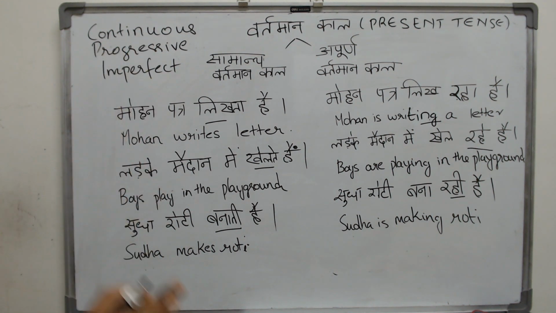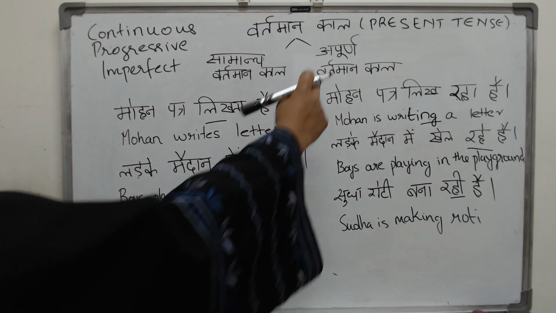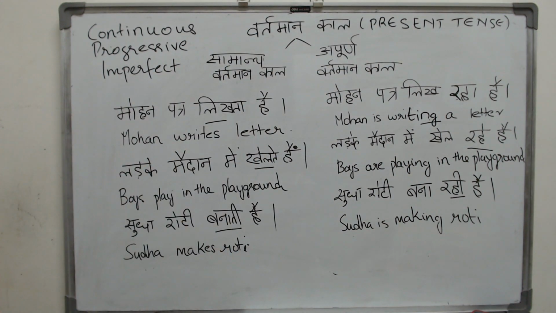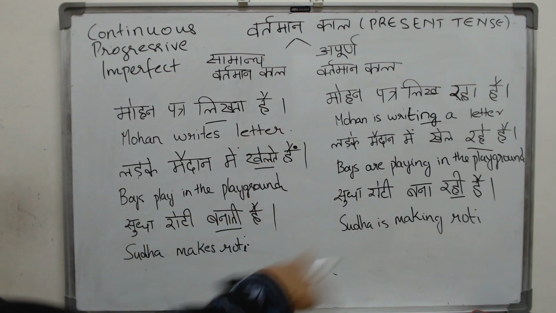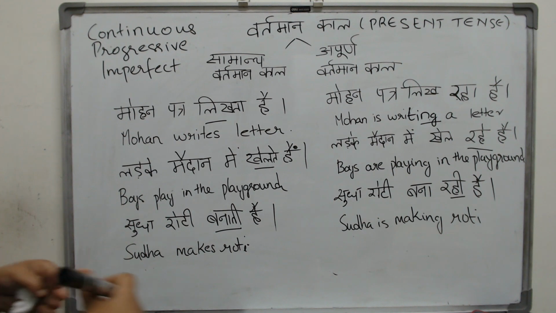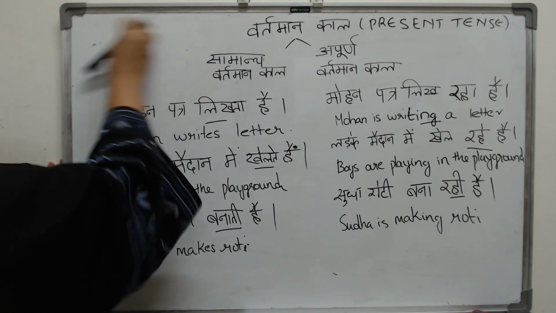If now you open the window and you look out, you will see that the boys are playing. If you go to the kitchen and you see, Sudha will be making the rotis. So it is imperfect, or in other words, it is apurna. Purna is complete. Apurna is incomplete. So this is action which has started. We know for sure it has started. We know that it is continuing, but it is not yet finished. So it is apurna.